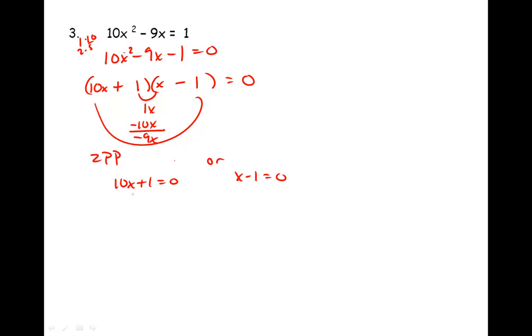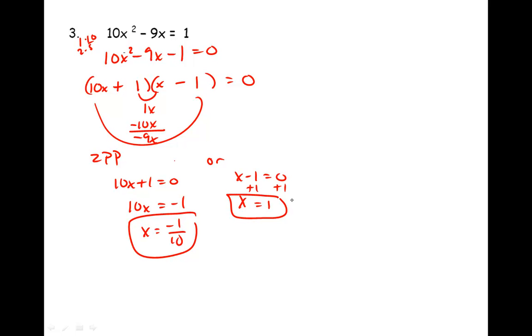Go ahead and solve for x. Subtract 1 from both sides. Divide by 10. Subtract 1 from both sides, or actually add 1 to both sides. And so x is equal to negative 1/10, or positive 1.